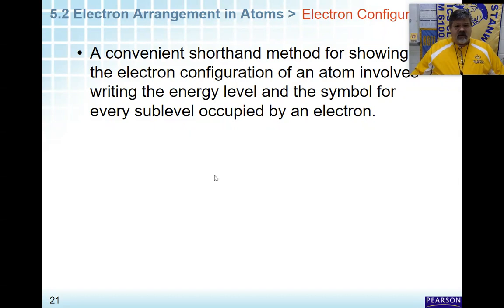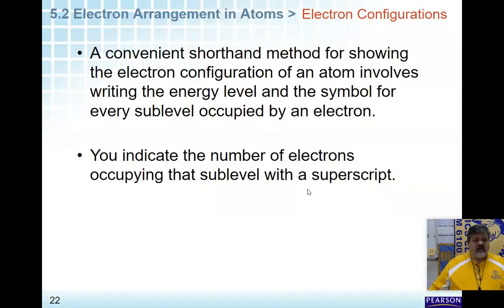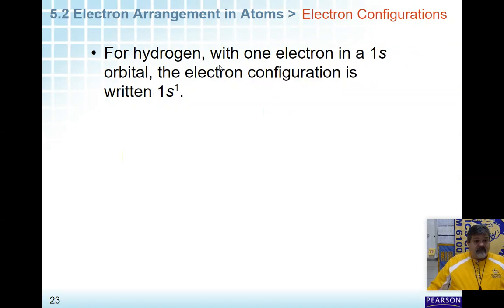So the convenient way to write the electron configuration, and again, we'll just show you real quick how to write the electron configuration. We indicate the number of electrons occupying the sublevel with a superscript. Now remember, superscript, how do we get this superscript? Control greater than gives us a superscript. If we want to go back down, control greater than, excuse me, that'll bring us back down. So for hydrogen with one electron, and that is going to be in the 1s orbital, we would write it as this, 1s1.